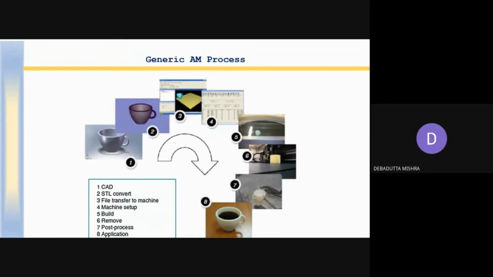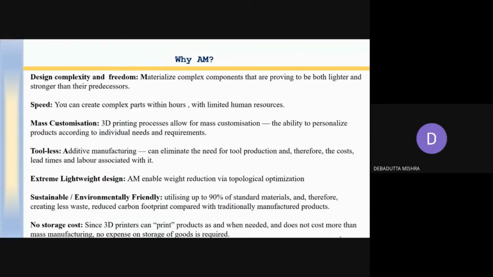But the main advantage lies in the fact that you do not need so much machining, so much assembly. You get the part directly, which is printed layer by layer. That is the main beauty of this additive manufacturing process. Now, why should we go for the additive manufacturing process? What are the key benefits, the key pros of additive manufacturing?